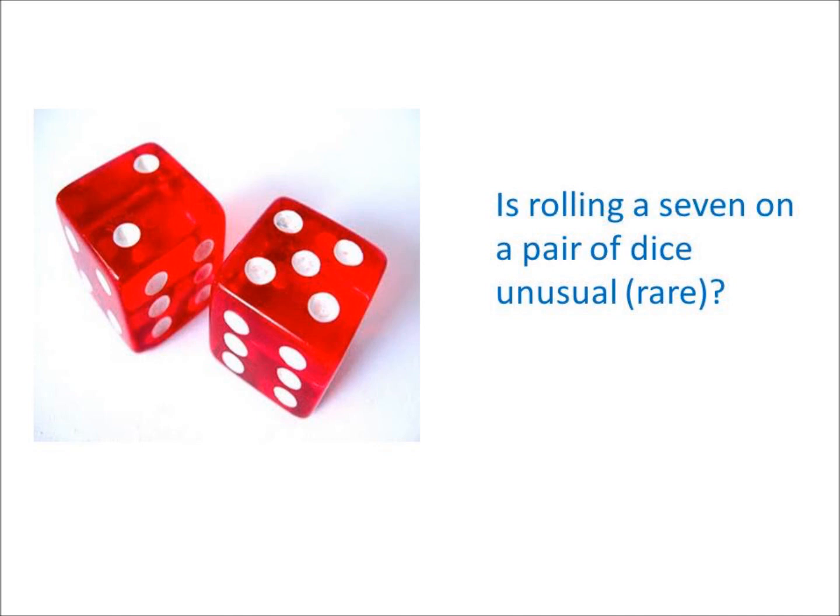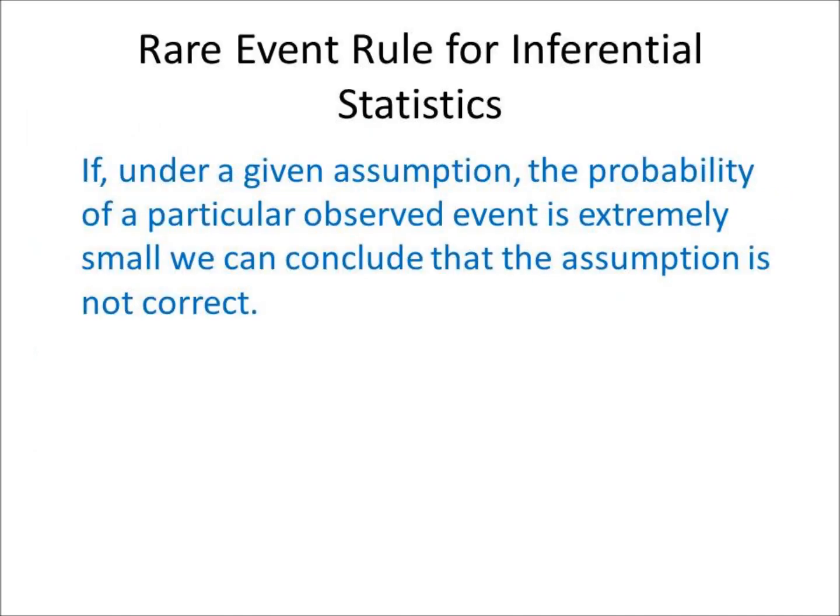What if you roll the dice twice, or 3 times, or 4 times? Is it rare or unusual to get all 7s? There is a statistical rule to determine if an event is rare. It's called the rare event rule for inferential statistics. Read the definition.